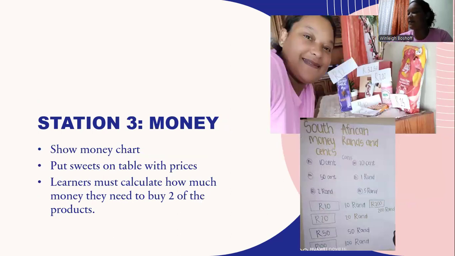The money station. There will be a money chart where they will see what the coins and notes look like. They will be familiarized with the money, and also there will be items placed with prices by a table. The learners must choose two items which they want to buy, and they must calculate how much money they need to put together to buy those two items.